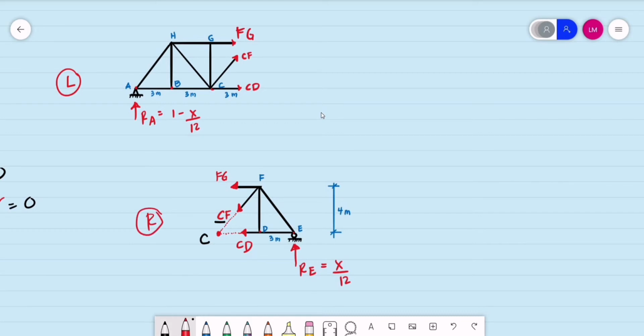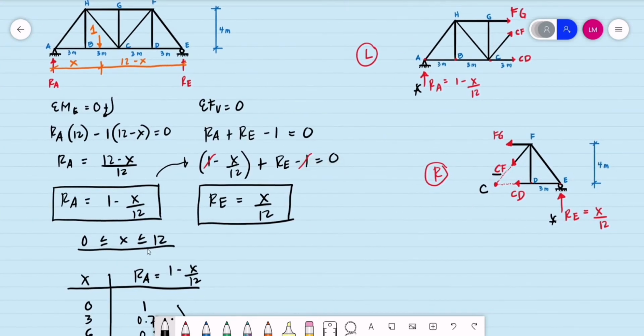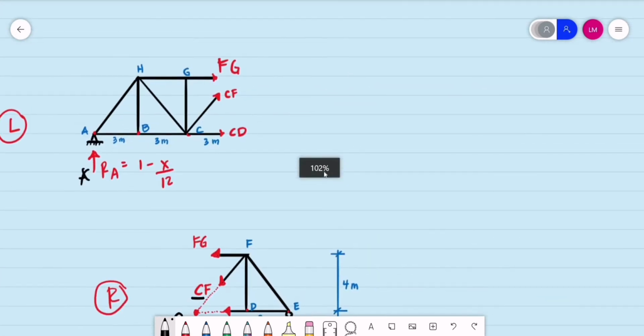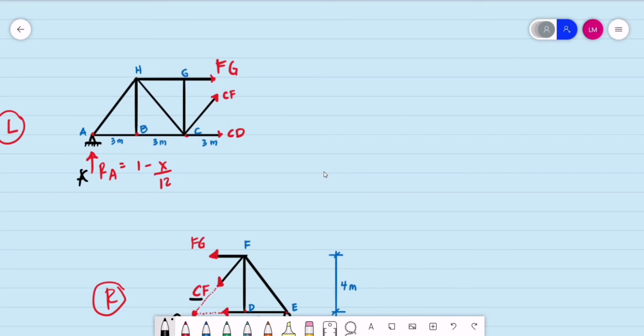So we have the equivalent of the vertical reactions earlier, that is R sub A, 1 minus x over 12, and R sub E, that is x over 12. Let's have the equations for the equivalent of the axial force for member FG. First, we assume the location of the 1 unit load that represents the moving loads. For example, I'll be assuming that we have this 1 unit load on the left side. How do we represent the equivalent of the axial force for member FG?